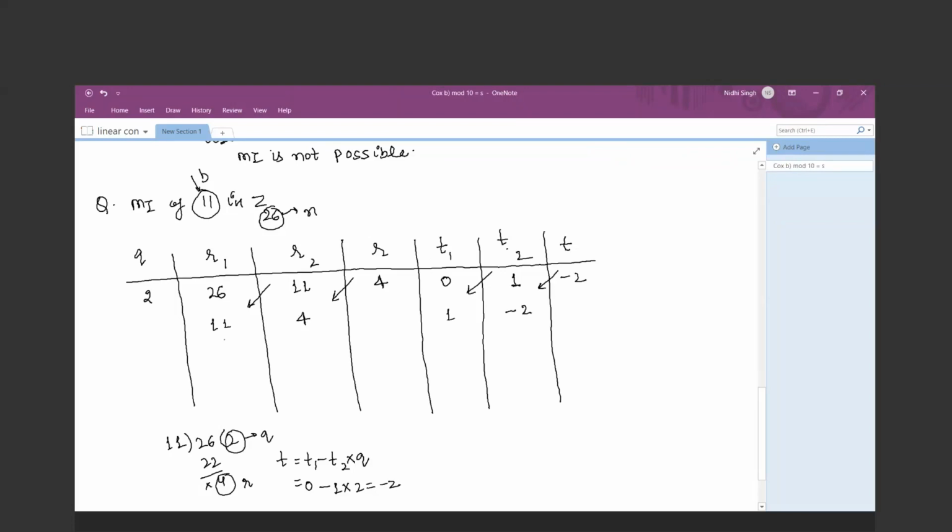Now divide and find the quotient Q. R1 divided by R2, in that case the quotient value is 2 and the remainder is 3. The value of t will be t1 minus t2. So the value of t1 is 1, then t2 is -2 and q is 2, that is 5. Then left shift.